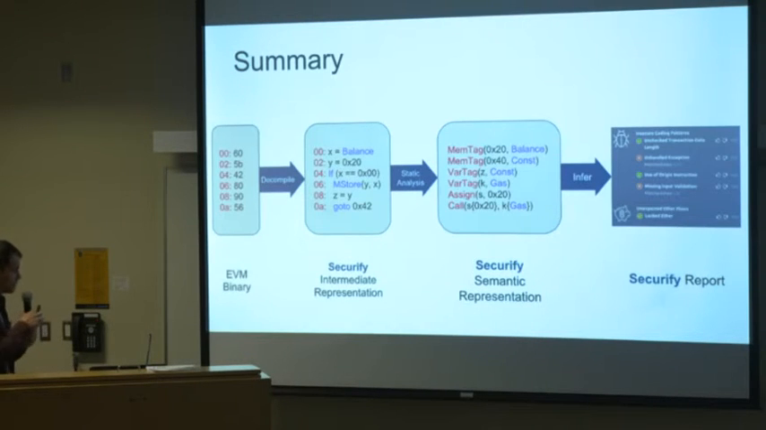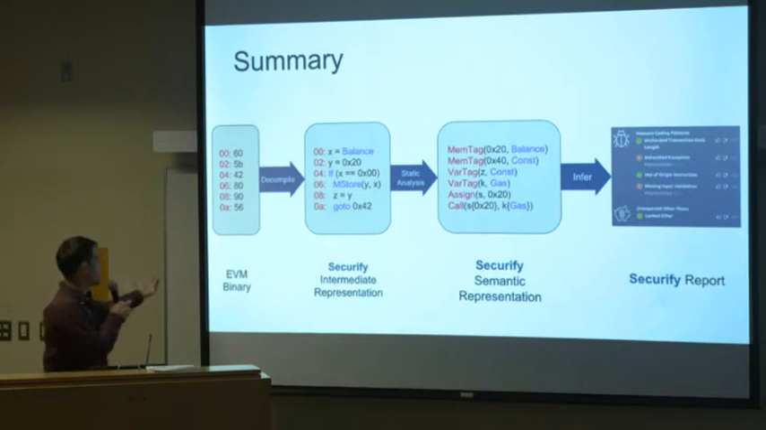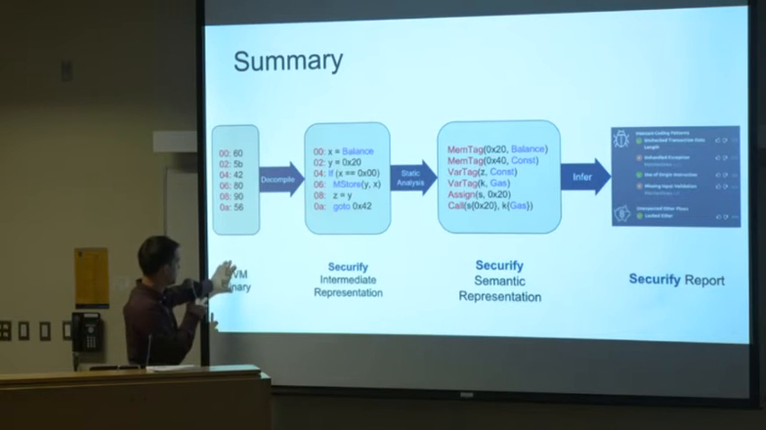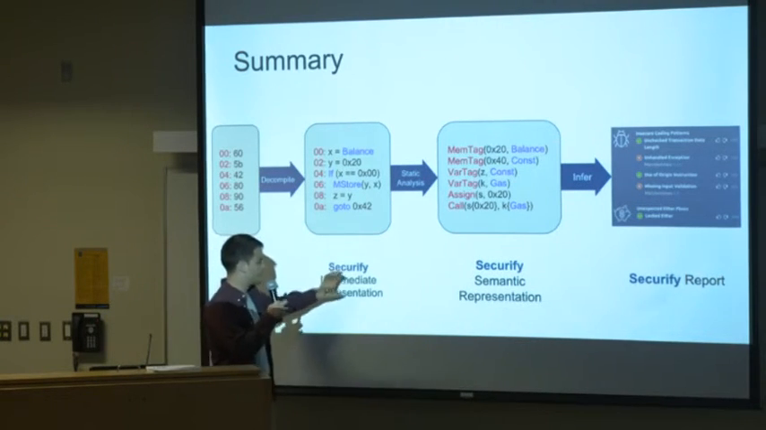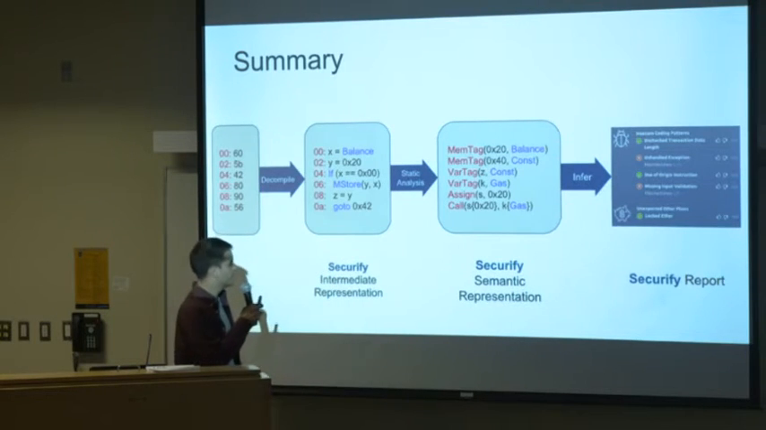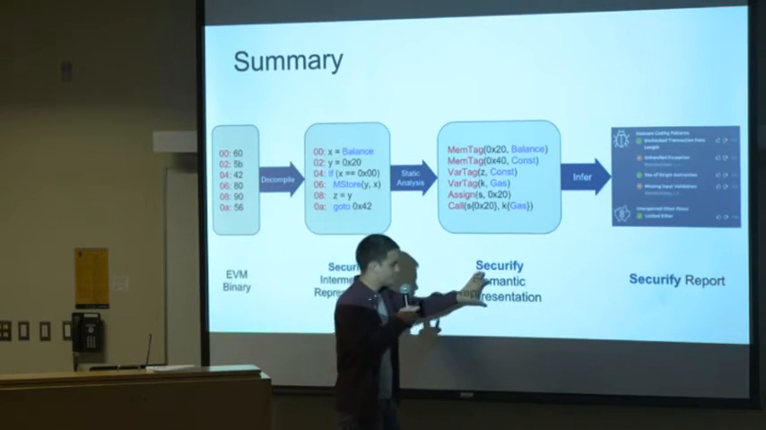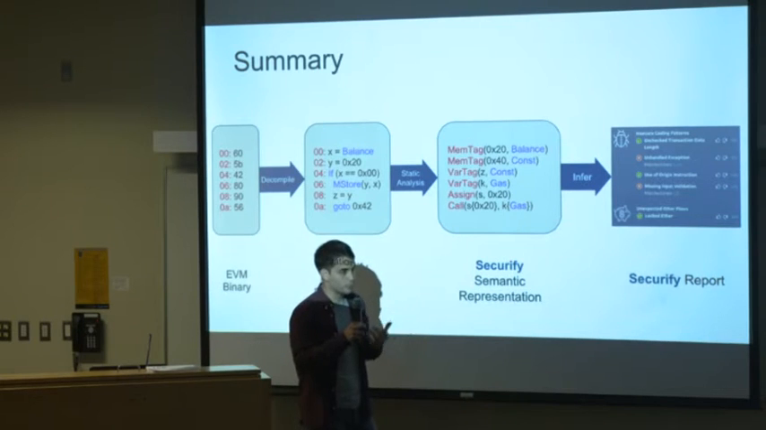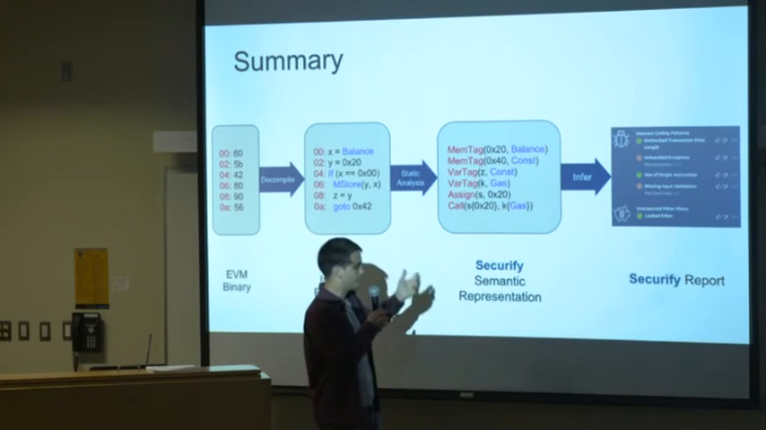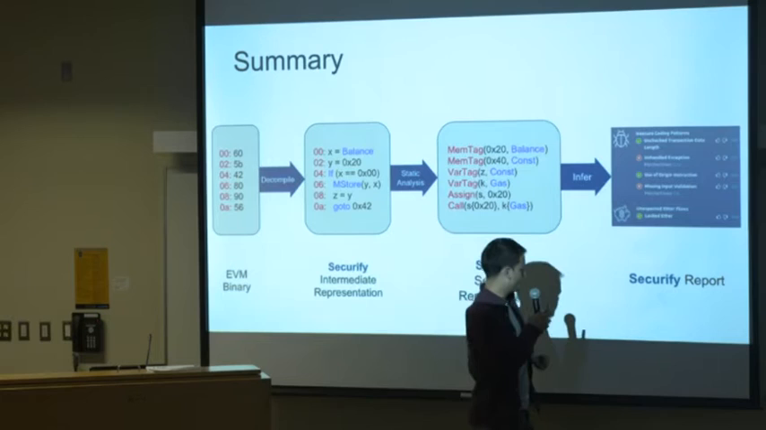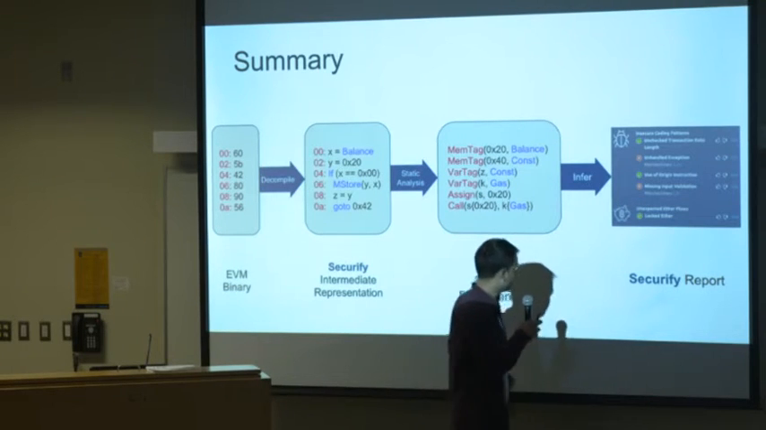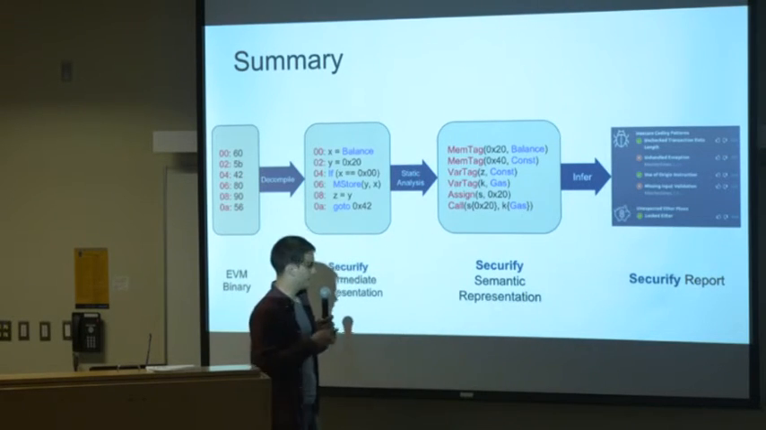So this is in short what Securify does. Going from the binary, which is what runs on the blockchain, getting this intermediate representation, which is some kind of decompilation, getting some semantic representation where you actually try to go back to what the programmer has, where there is actually meaning in everything, where there are meaningful variable names, and then trying to infer whether some patterns are matched in this program.